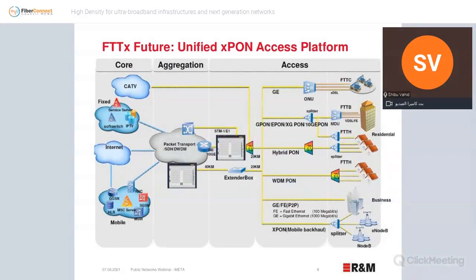Basically, it gives us the option of continuing the GPON services that we are currently getting, and then giving the hybrid PON as well as the future XWDM PON, which has really started up in this industry, basically in our region as well.